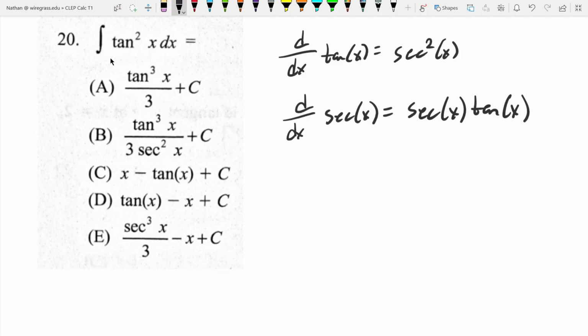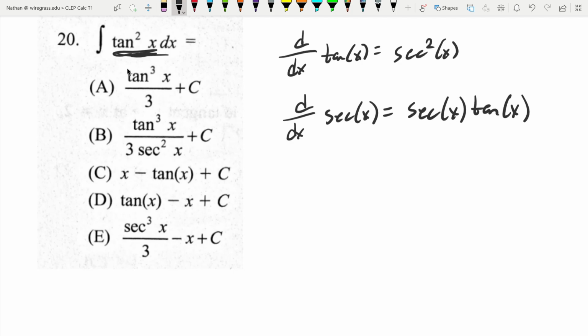All right, for this one, we have an integral of a trig function, tangent squared, and we're asking which one of these is it. Now, it may not be obvious which one it is, but because they give us choices here, we can just take the derivatives of these choices and see which one gives us back tangent squared of x. That might be an easier route than trying to figure out the integral by itself.